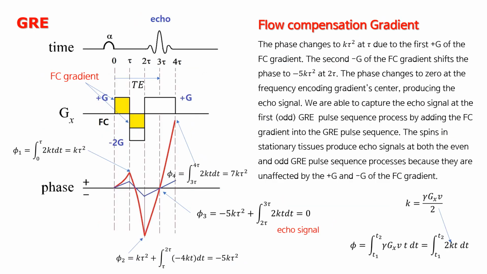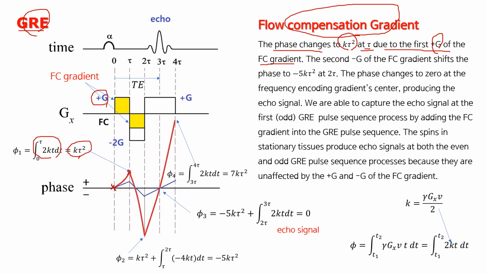Now let's see the flow compensation gradient applied to the GRE sequence. The phase changes to kτ² at t = τ due to the first plus G of the flow compensation gradient. Starting from 0 phase, due to this plus G gradient, the phase change at this moment can be calculated. Using this relation, we can get kτ² here.